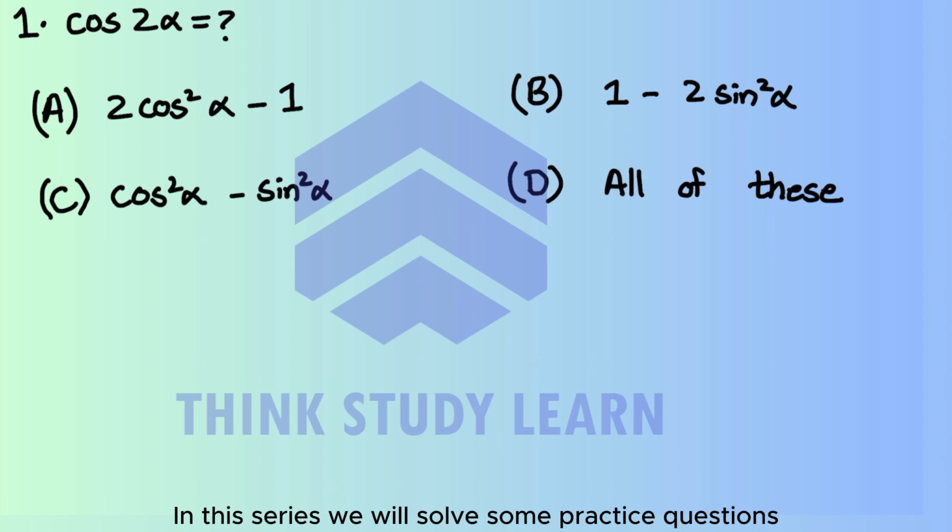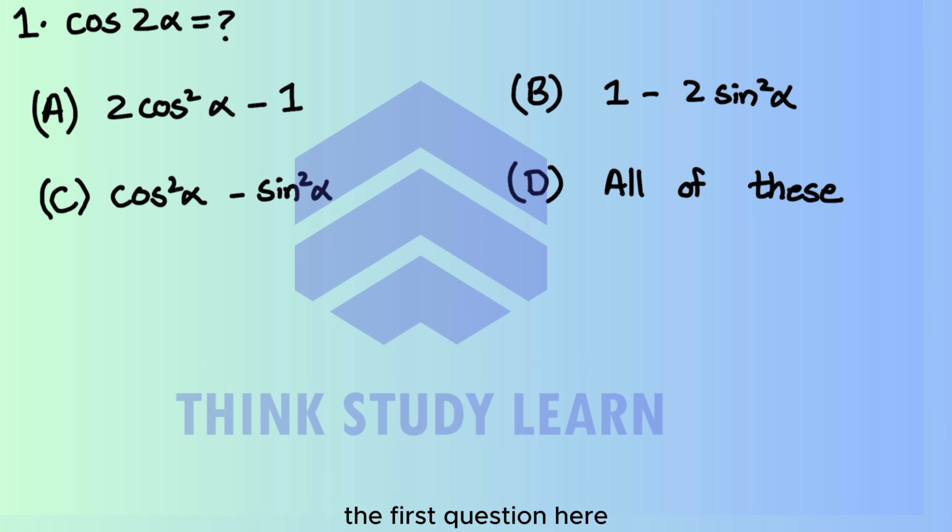In this series, we will solve some practice questions from the past papers of ECAT. Let's begin with the first question here. The first question states: cosine 2 alpha is equal to what?